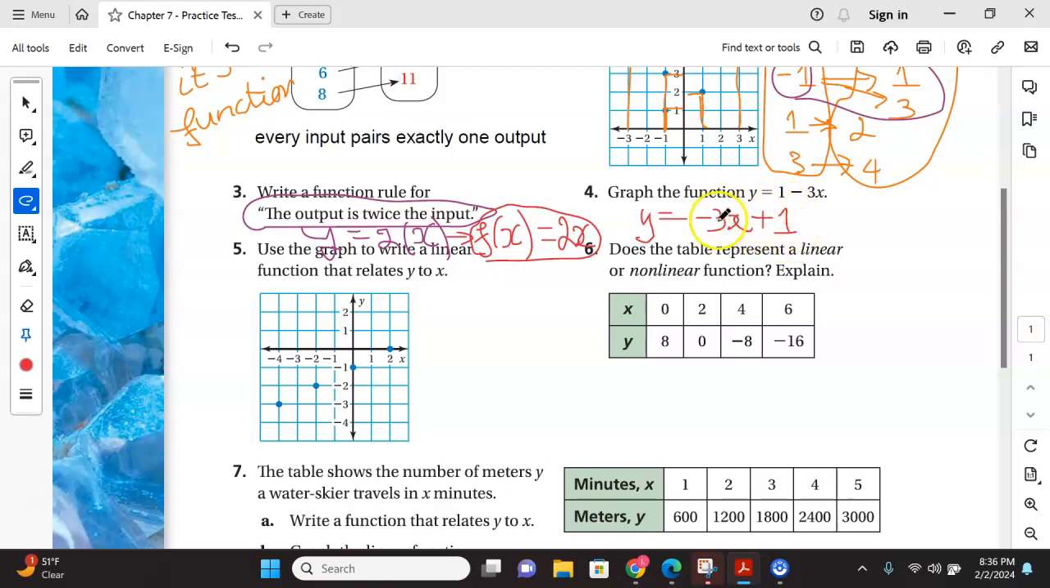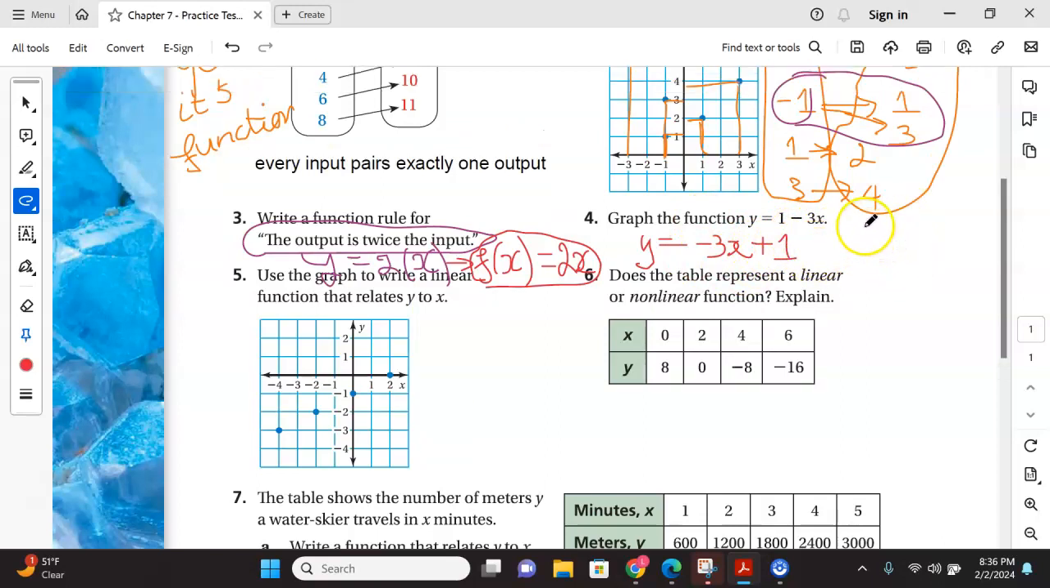Now, if you remember how to graph this using y equal mx plus b from chapter 4 and chapter 5 that you learned, you can all do that. But if you don't remember, the first thing I would do is construct a table. This is my x, this is my y.